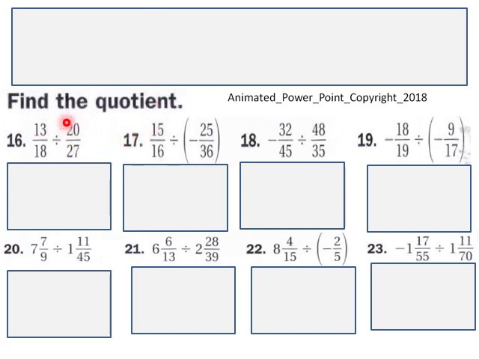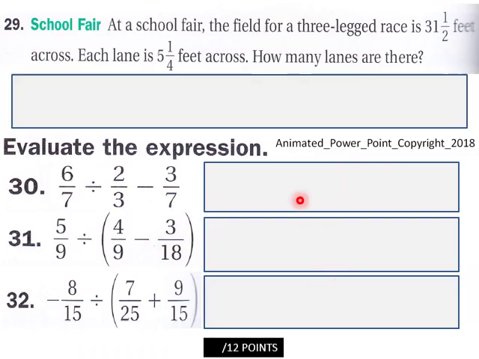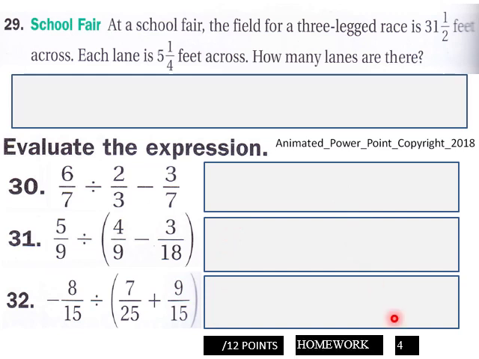And then here, find the quotient of these again. And this page 3 here. 20 points for page 3. Page 4. You got a word problem up here. How many lanes are there? And then evaluate these expressions here. And you got 12 points here on page 4.